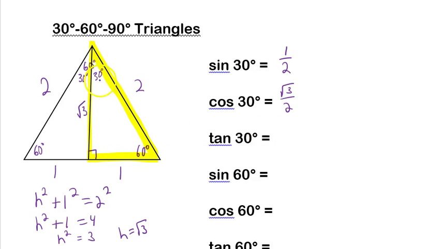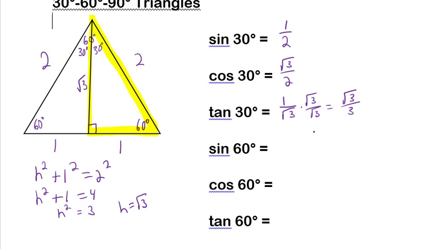And then our tangent of 30 is opposite over adjacent, so I have 1 over the square root of 3. And that one I have to rationalize because I ended up with a radical on the bottom. So I'm going to get the square root of 3 over 3 for that answer. Let me give myself a little bit more room.